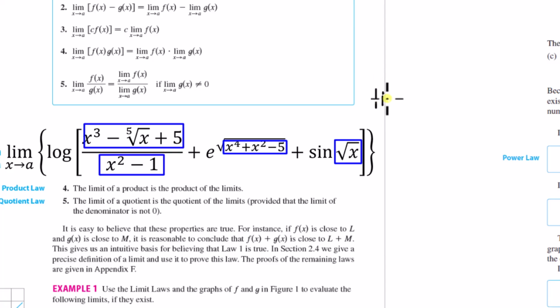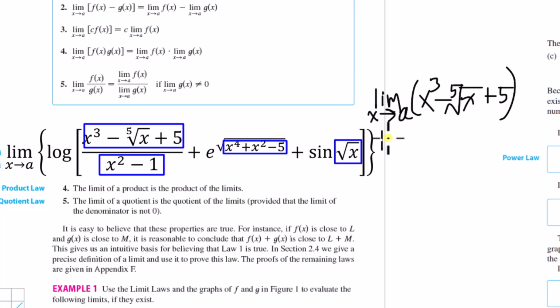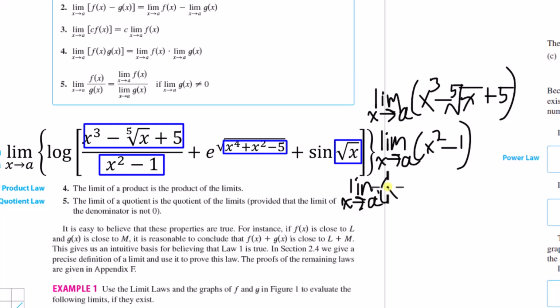We could say, what's the limit as x approaches a? What is this expression doing? And what's this expression doing? And this expression. So we could analyze all of these individually, right?